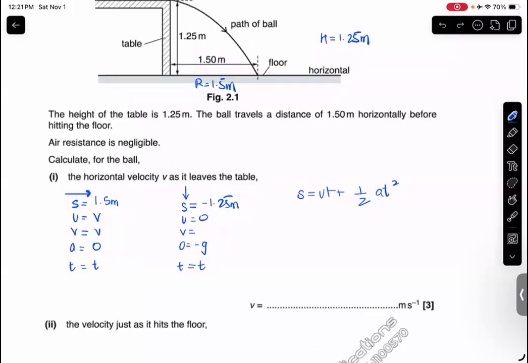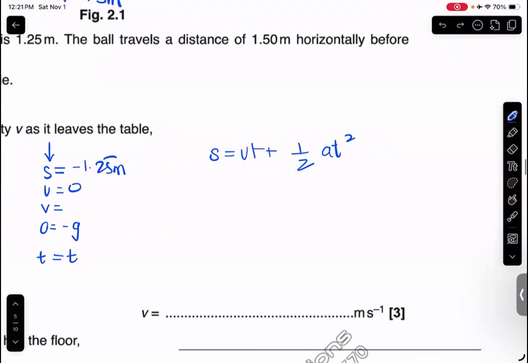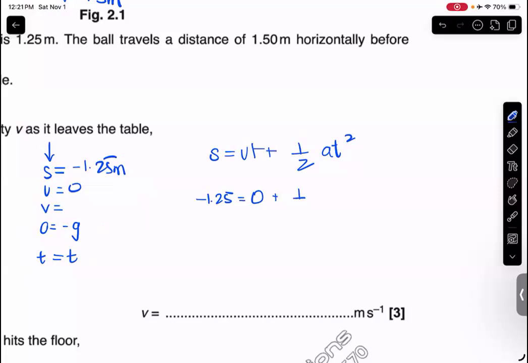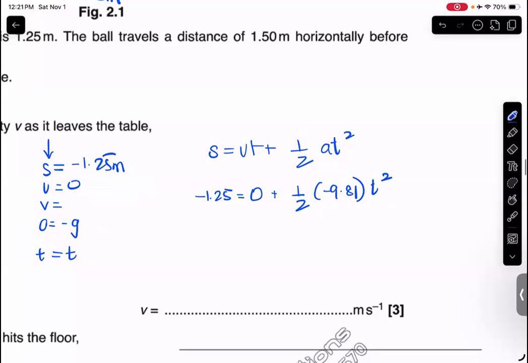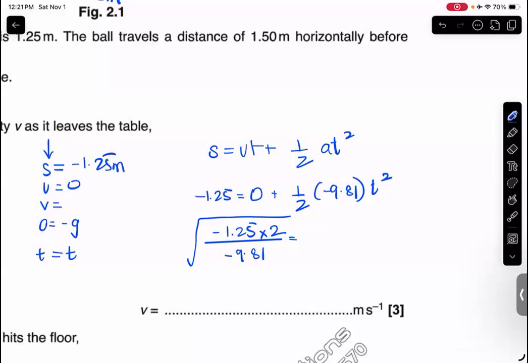So do we know what S is? Yes, it's minus 1.25 meters. Do we know what U is? It's just 0, so this just becomes 0, plus 1 over 2 into minus 9.81 into T squared. That means T squared is minus 1.25 multiplied by 2 divided by minus 9.81, and then the square root is going to give me T. Let's find out what T was.